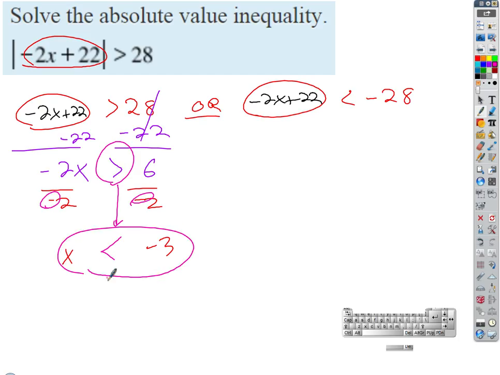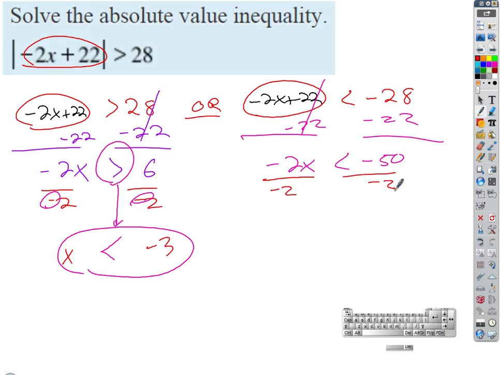And over here we can do the same stuff, right? I subtract 22. And I get negative 2x is less than negative 50? Yes. I'm going to divide both sides by negative 2, which gives me an x, positive 25, and I've got to flip the sign around.